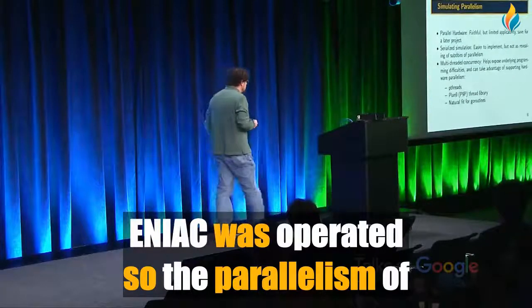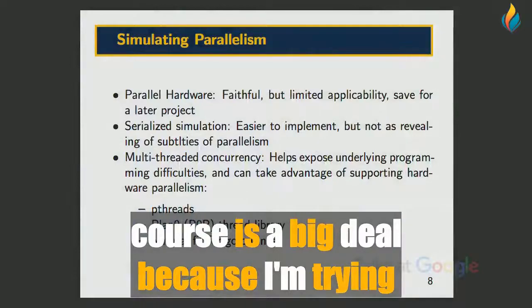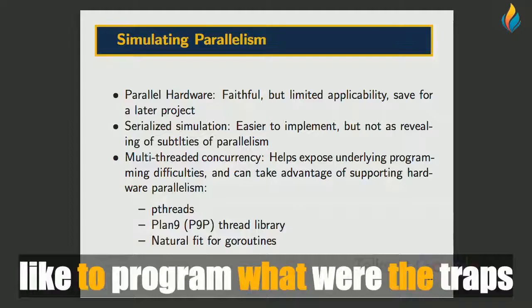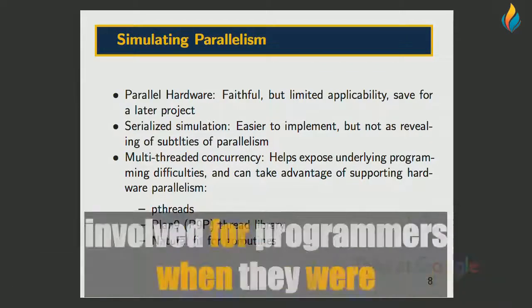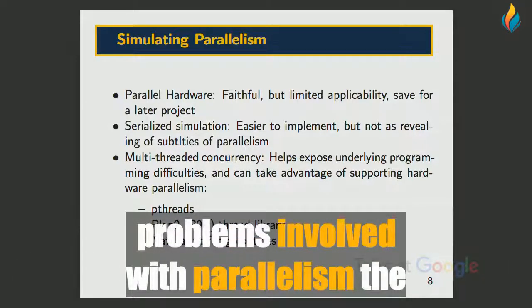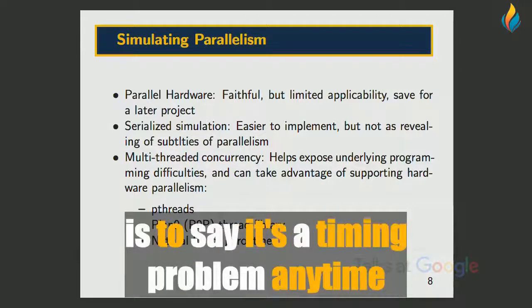So the parallelism, of course, is a big deal because I'm trying to understand how the machine works. I'm trying to get a feel for what was it like to program. What were the traps involved for programmers when they were dealing with it? We're all used to the problems involved with parallelism. The easiest way to make a programmer cringe is to say it's a timing problem.